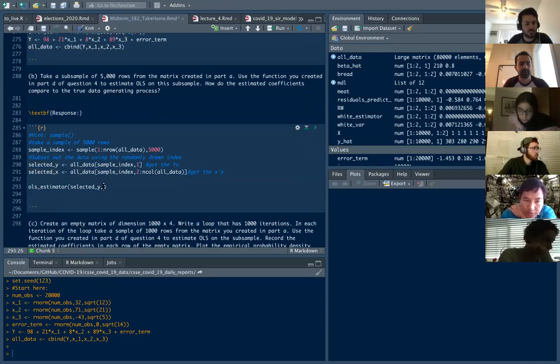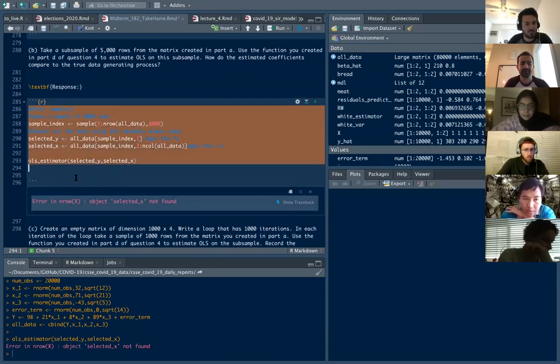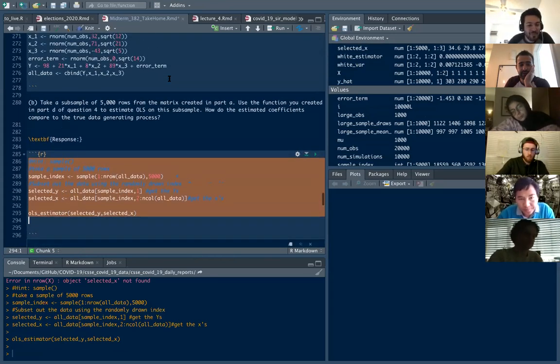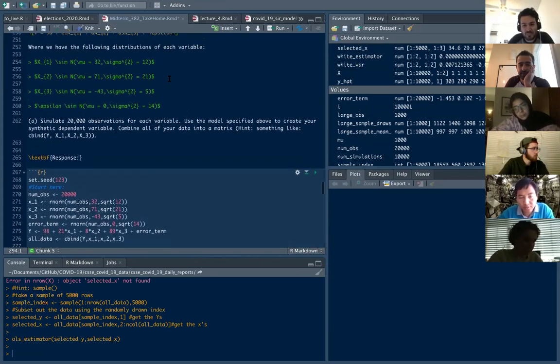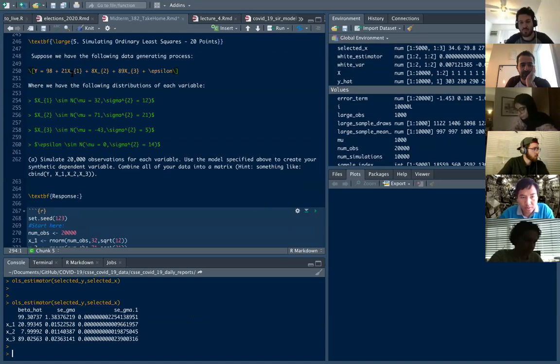Selected Y, selected X, and even though we know the White standard errors are wrong, there's the estimated results. How do these results compare to the true data generating process? Well, they're pretty close, right? 98, 21, 8, 89 versus 99, 27, 89. Pretty much spot on except for rounding error. The intercept is a little bit off, but pretty close overall. Pretty straightforward.